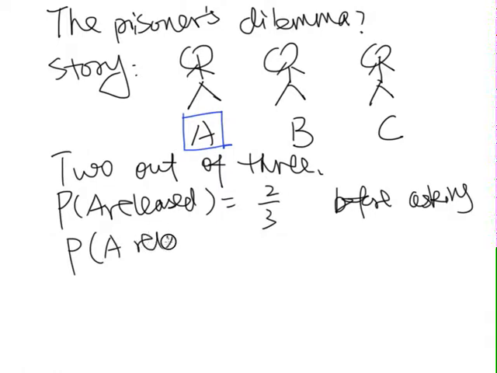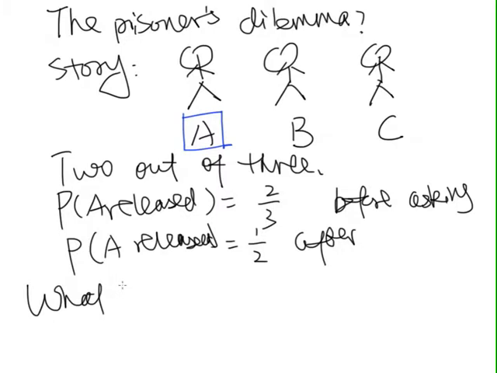And the probability of him being released is going to be 1 over 2 after. Because, for example, if the guard says B, then it's either A or C who is the other one that is going to be released. So it's 1 out of 2. And the question is, what is wrong with A's reasoning?